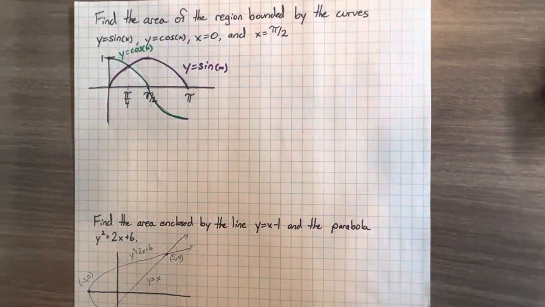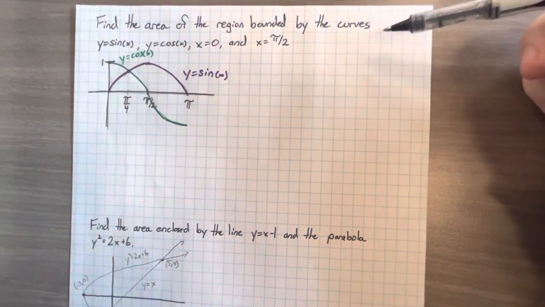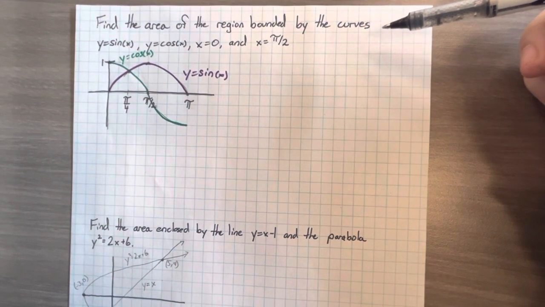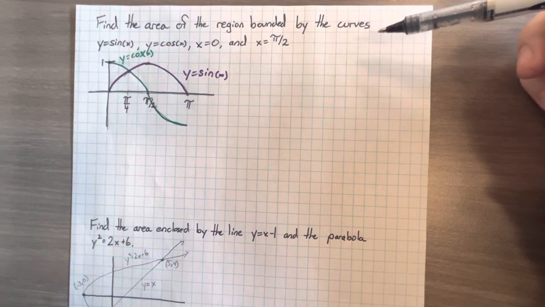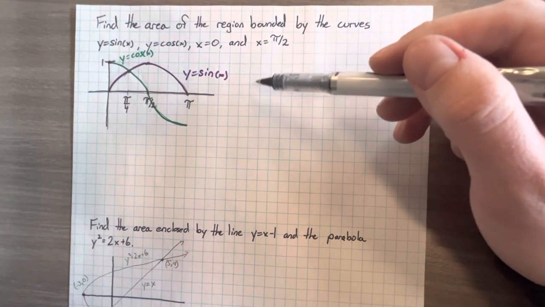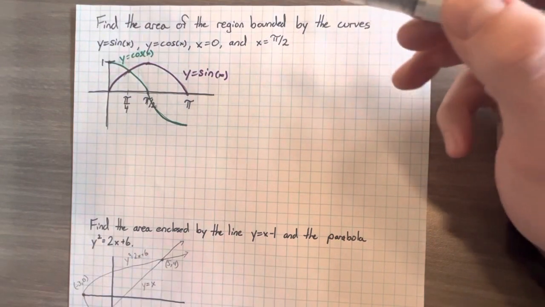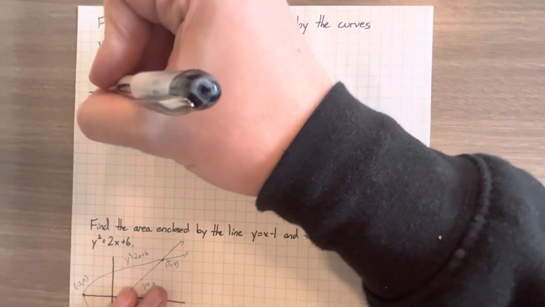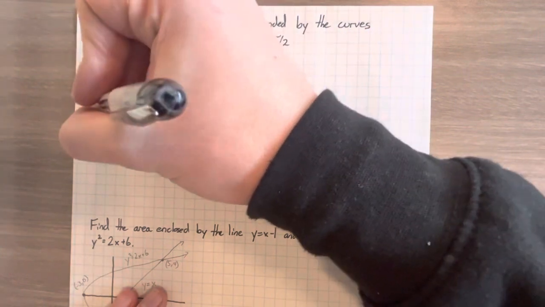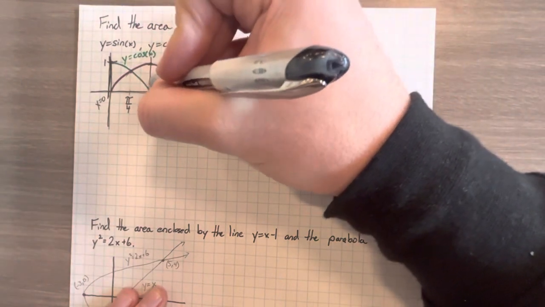Welcome back, guys. Okay, so we're going to start off this lesson with a question of finding the area of the region bounded by the curves y equals sine of x, y equals cosine of x, x equals 0, and x equals pi over 2. As you can see, I have drawn the cosine and sine graphs. I drew them from 0 to pi just to give you a look. But remember, we wanted the bounds from x equals 0, which is right here, up until pi over 2, which is here.